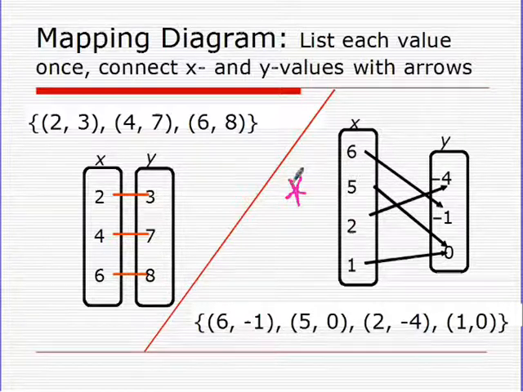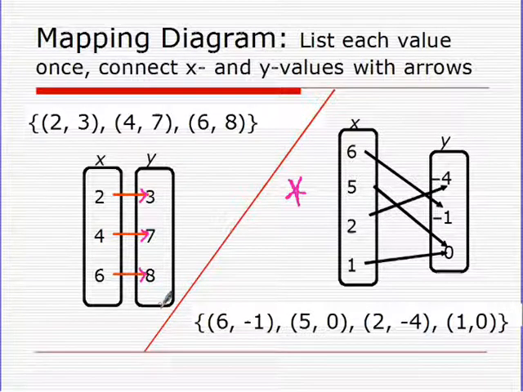Okay. Usually you list them in numeric order, right, just to make life easy for everybody. Right, so here's my ordered pairs, 2, 3, 4, 7, 6, 8. So I list the x values, I list the y values, and then I connect them with arrows. If there's any repeated values, you don't write them more than once.